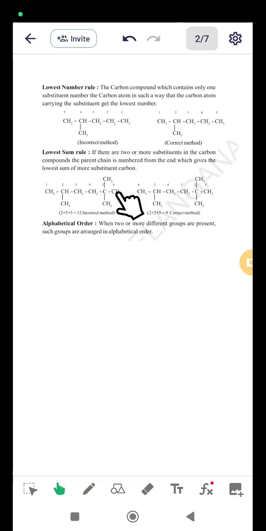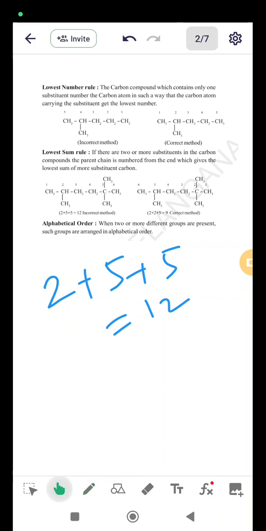And the next rule, the lowest sum rule. So what is the lowest sum rule? If there are two or more substituents, how to number the parent chain? So this is the example. See here also, 1, 2, 3, 4, 5, 6 carbons are there. But we have to decide whether to go left to right or right to left. So we have to notice these substituents. These are 2 methyl groups and this is 1 methyl group.